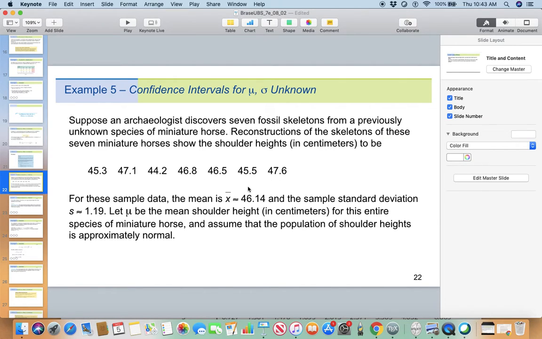From these sample data, we calculate the mean x bar and the standard deviation s. Now, let mu be the mean shoulder height in centimeters for this entire species of miniature horse. Now, that's a huge number of miniature horses. Now, assume that the population of shoulder heights is approximately normal. So, that's an assumption we have to make.